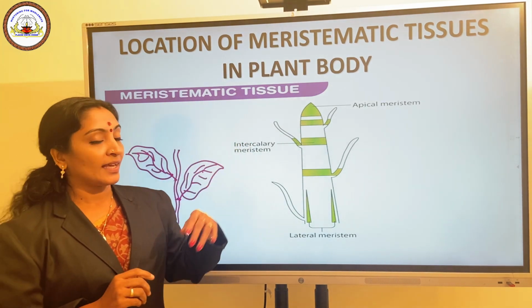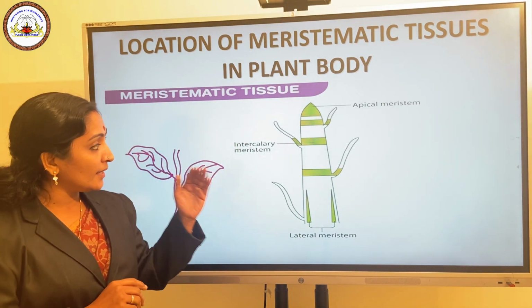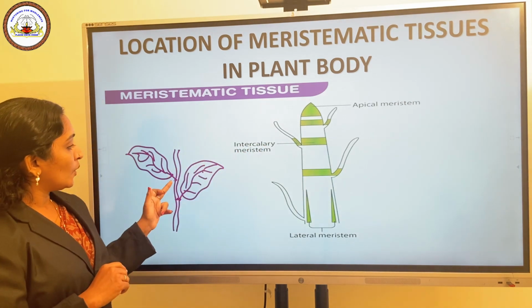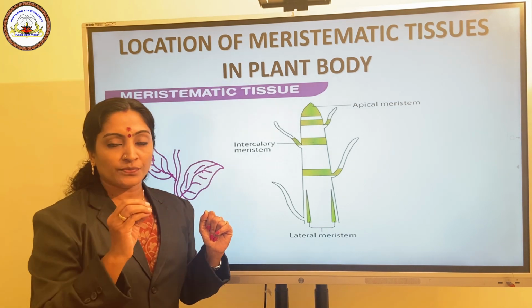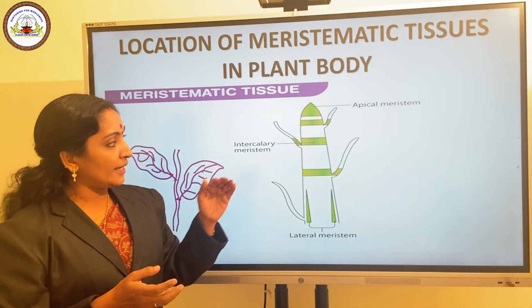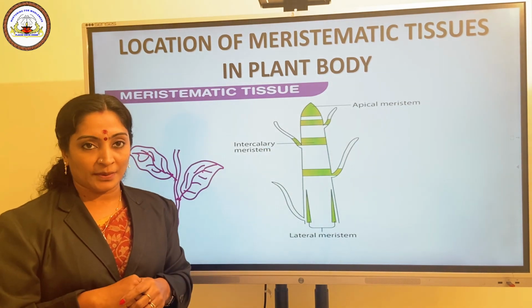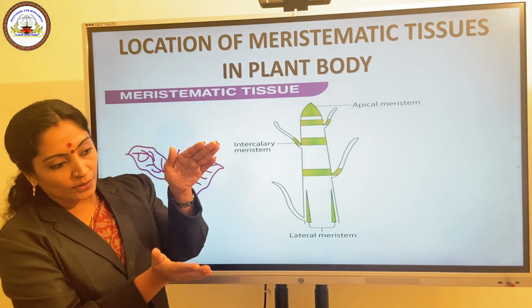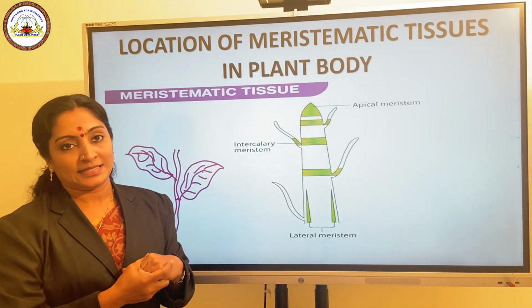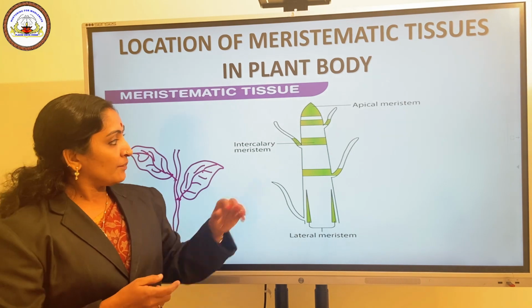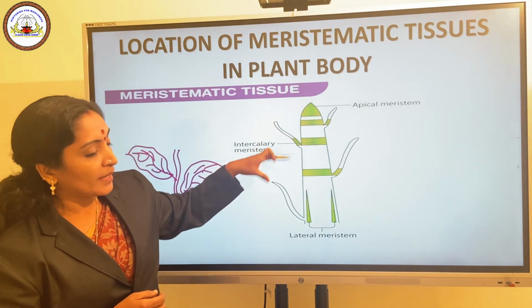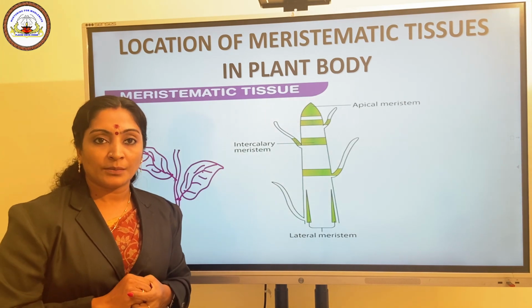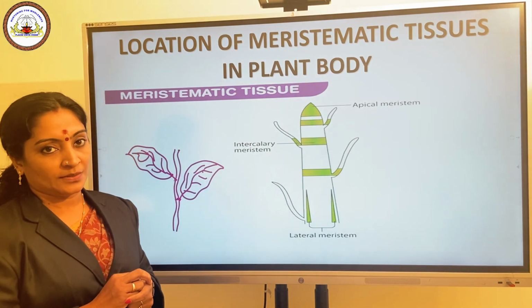So where is this intercalary meristem present? Intercalary meristem is present in the nodal part of the plant body. Okay, and the function of the intercalary meristem is the addition of cells, which leads to the elongation of the internodal region. If more cells are added to this region, what will happen? This region will become elongated. So that is about the intercalary meristem.